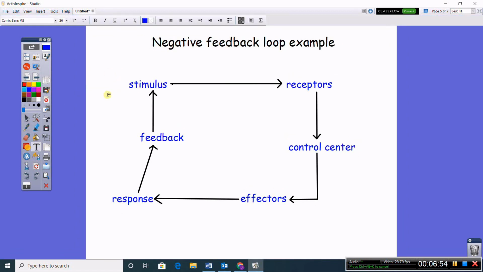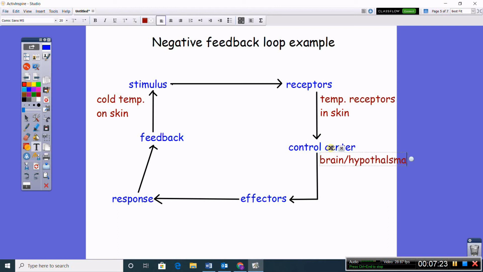So if we had a stimulus, maybe the stimulus would be cold temps on your skin. Well, how do I know that I'm cold? Well, because you're going to have temperature receptors in your skin that pick up that sensation of being cold, and they're going to typically send a message to your brain, more specifically probably your hypothalamus, because that's the part of your brain that deals with temperature.